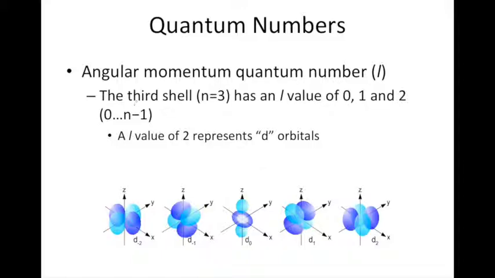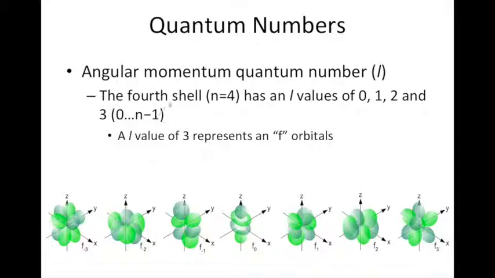Let's move on to another example. If you have the third shell, so electron is in the third shell, n equals 3, the L values for that principal quantum number would be L of 0, 1, and 2. So what does that mean? Again, it means that the third shell has 1, 2, 3 subshells, and those subshells contain S orbitals, P-shaped orbitals, and D-shaped orbitals. And you can see D-shaped orbitals down here. There are actually 5 of those. We'll show you that in a minute.